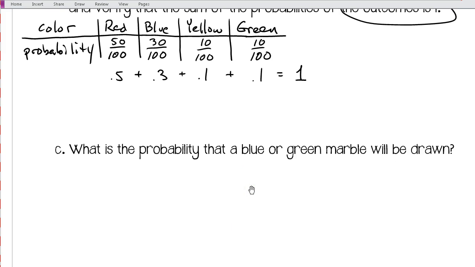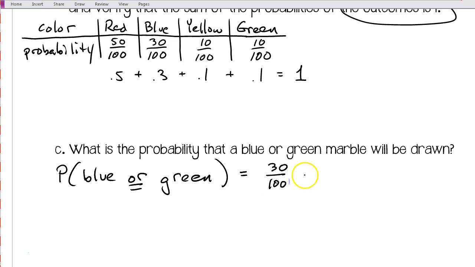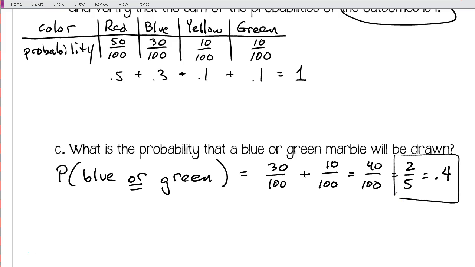Now we can use this to find a probability. What is the probability that a blue or a green marble will be drawn? So the probability of blue or, this is the key word, green. So we looked at some things before where we had something and something else happening, and we multiplied those answers together. For here with an or, we're going to add. These are two separate events. So the probability of blue is 30 out of 100, and the probability of green is 10 out of 100, which gives us 40 out of 100, or 2/5, or if you like it as a decimal, 0.4. So that would be the probability that we picked a blue or a green.